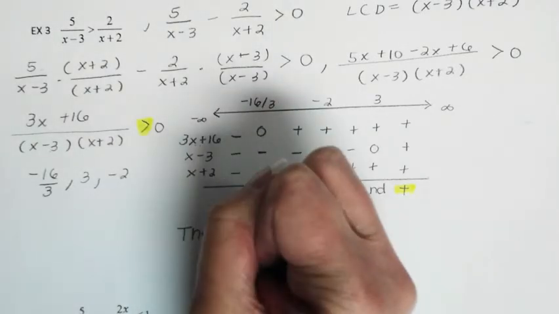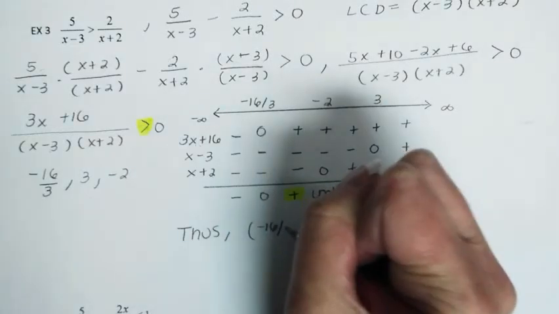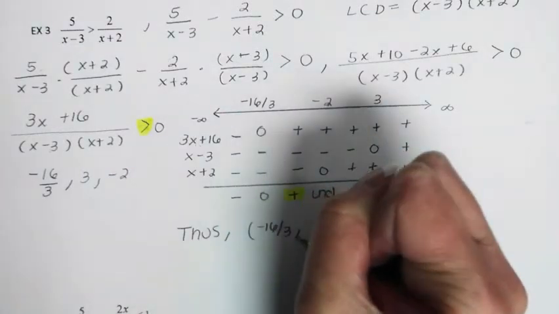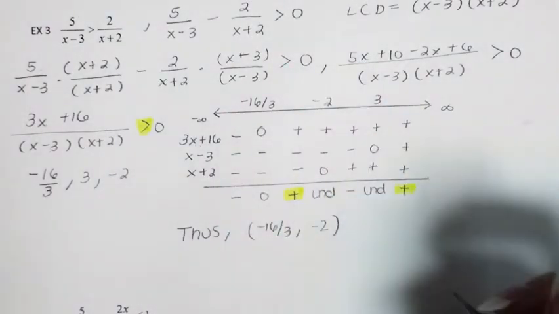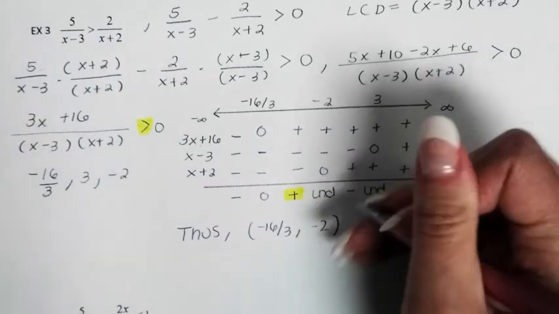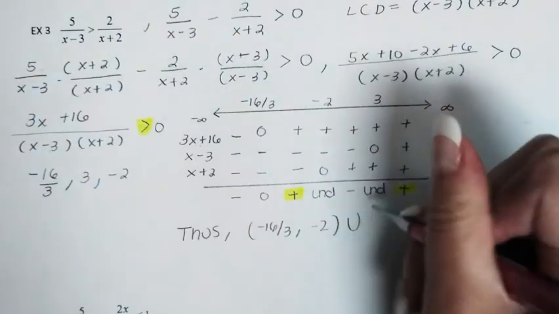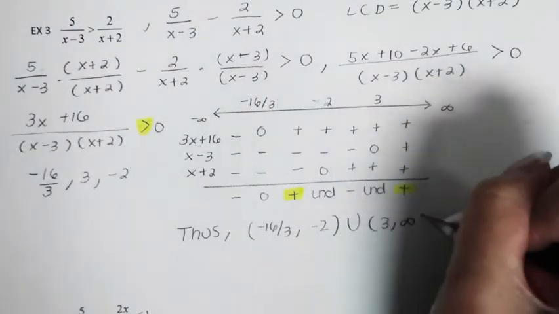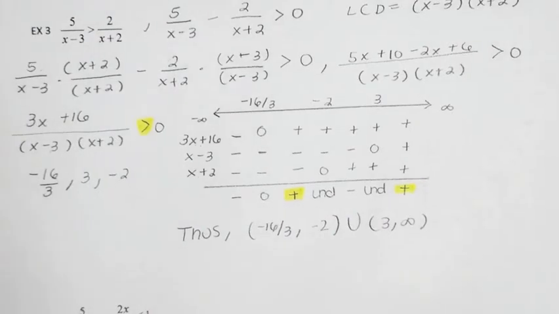Thus, my solution set is going to be from negative 16 over 3 to negative 2, without including the extremes, union 3 to positive infinity. Okay, and that's your answer.